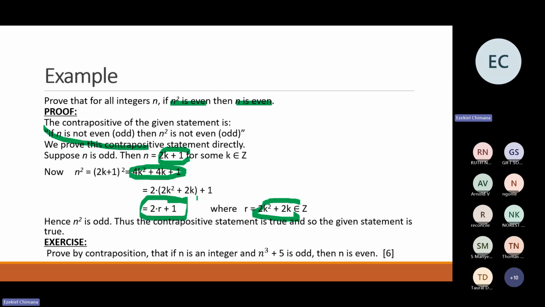So this was the exercise: prove by contraposition that if n is an integer and n cubed plus 5 is odd, then n is even. You can also do this one as part of your exercise. But do we have questions here on proof by contrapositive, or contraposition, or some contributions? You can raise your hand if you want to contribute something, or if you want to ask.